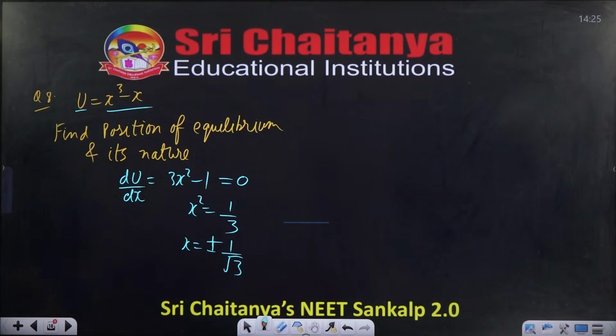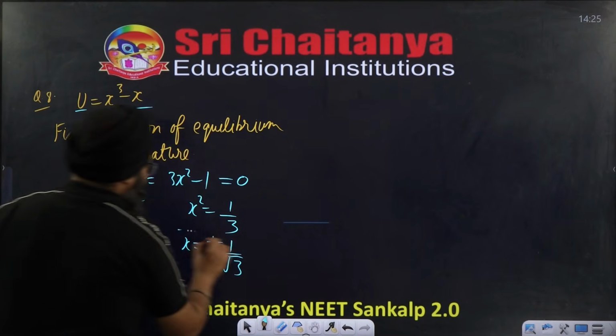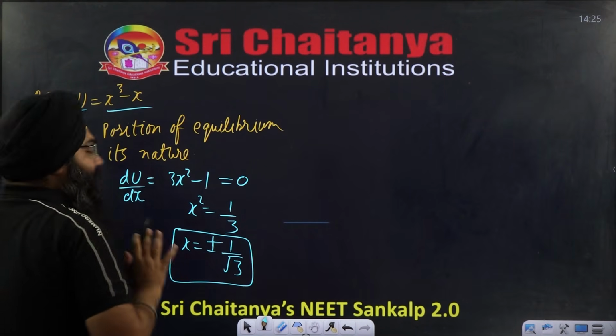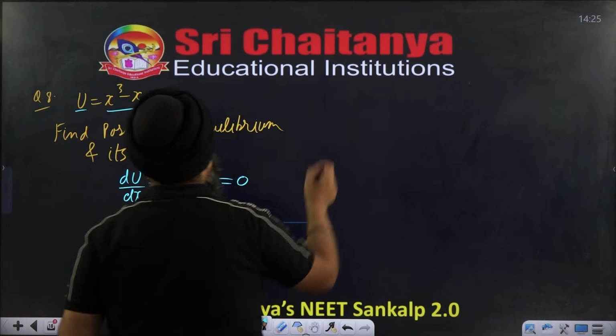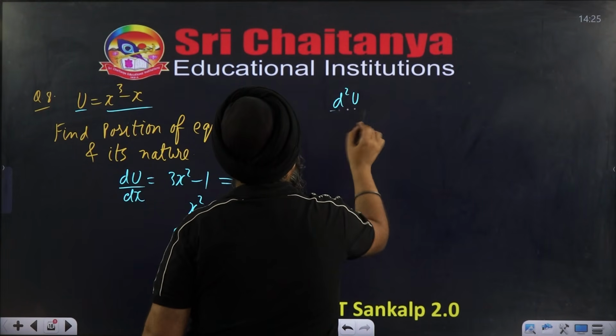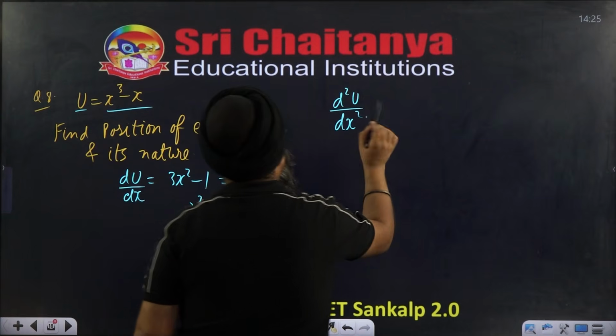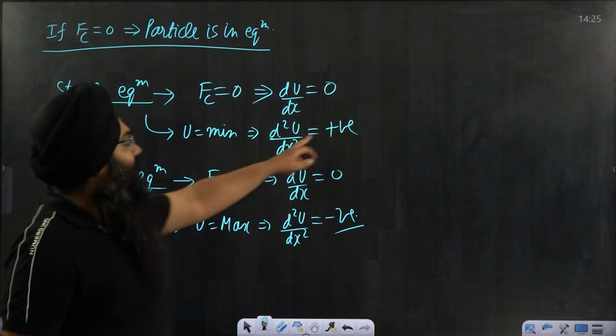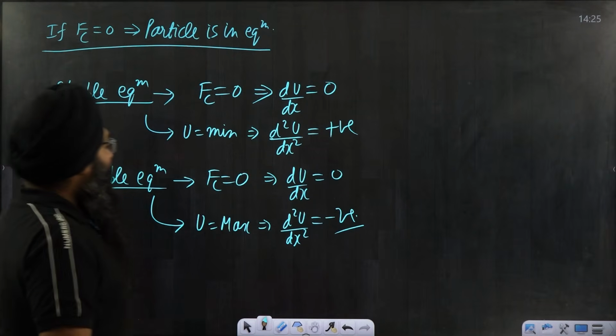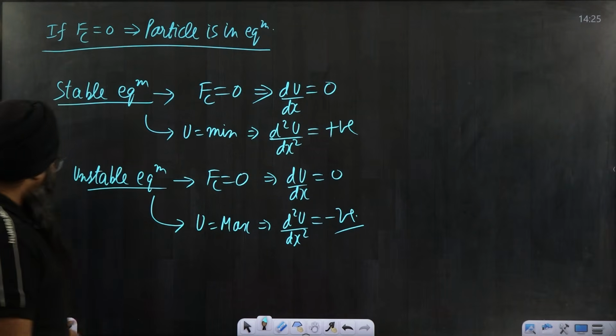Plus minus 1 by root 3. This is basically the value of x. Now once you have got the value of x, that is equal to plus minus 1 by root 3, please go to the next concept, that is checking whether it is stable or unstable. Remember, if double differentiation is positive, then it will be stable equilibrium. If double differentiation is negative, then it will be unstable equilibrium.